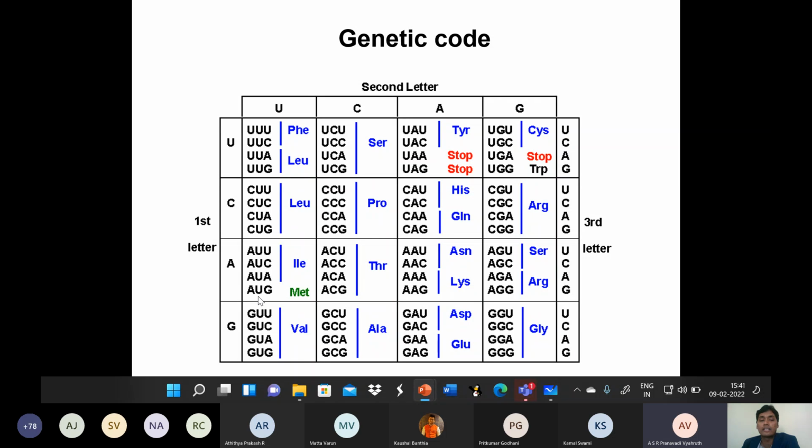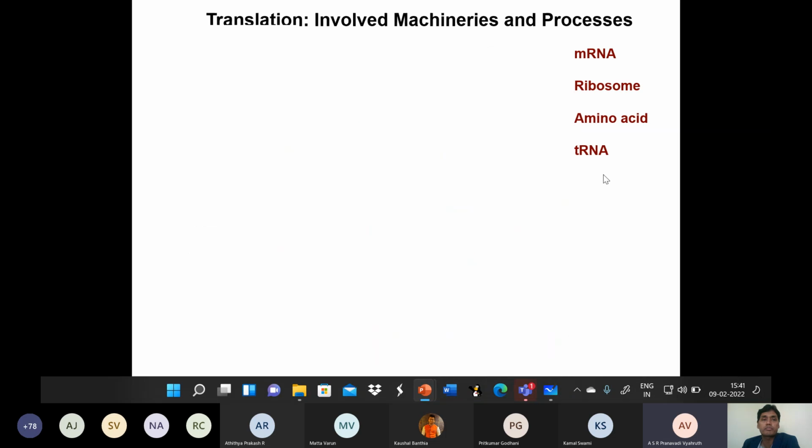I told you that AUG is the start codon that brings methionine, and UAA, UAG and this one are stop codons. This stop codon sequence you don't need to remember. And this is all in just one slide, the lesson and the involved machineries and processes. Whatever I tried to explain, you will get the overall idea here.